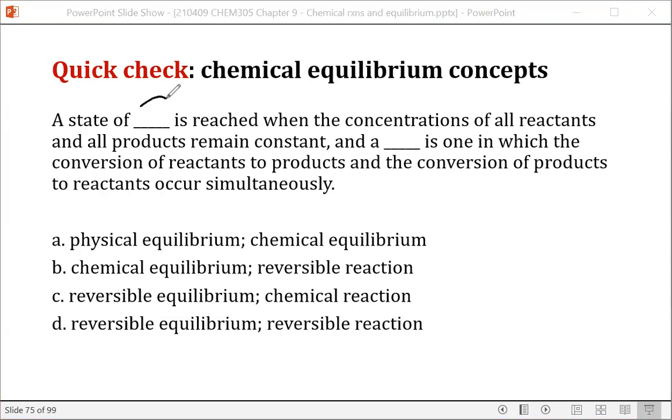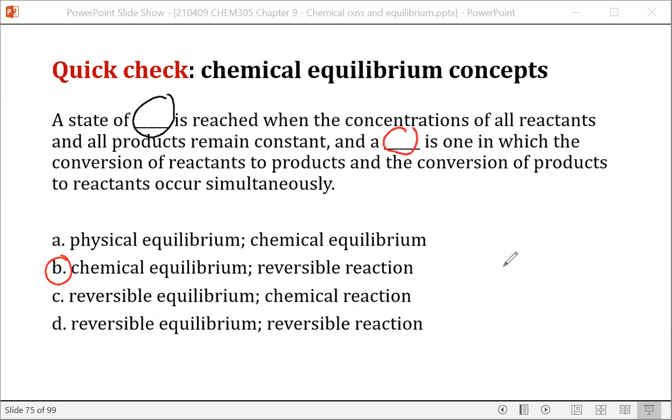So for this first blank, we're looking for the term that defines when the concentrations of reactants and products remain constant. So that's when equilibrium is reached, and it's chemical equilibrium because chemically, the concentration of your chemical reactants remains steady, as does the concentration of your chemical products. So chemical equilibrium is the first blank, which B is the only option for that.